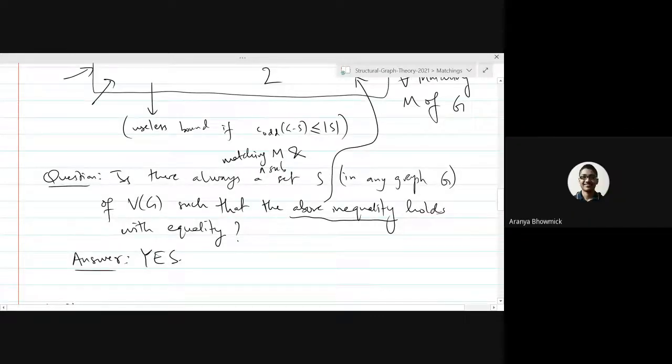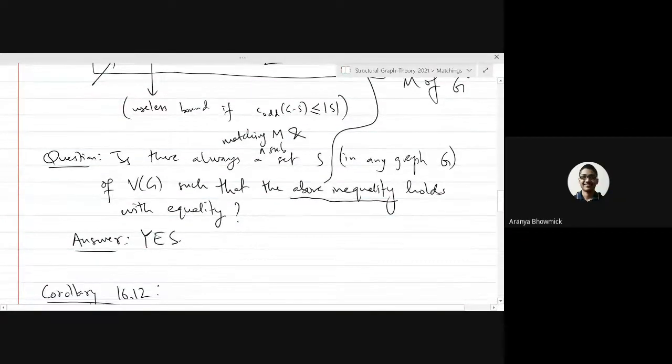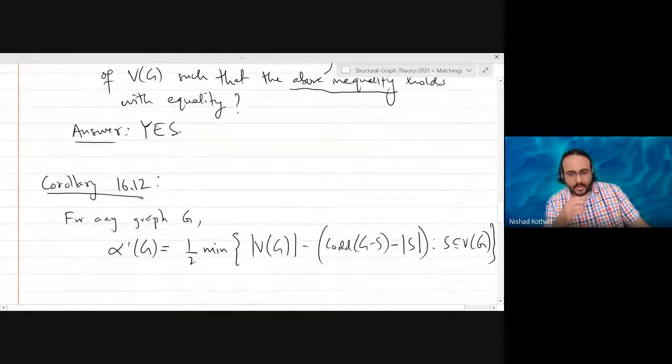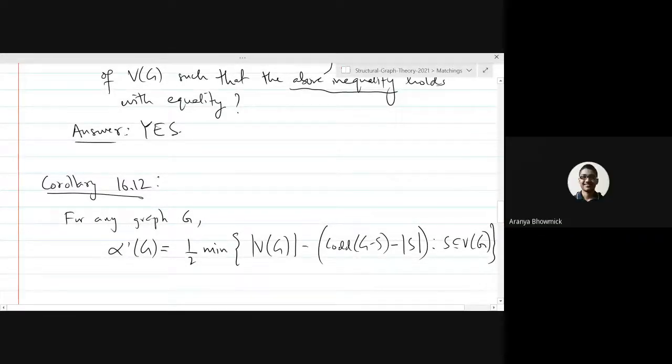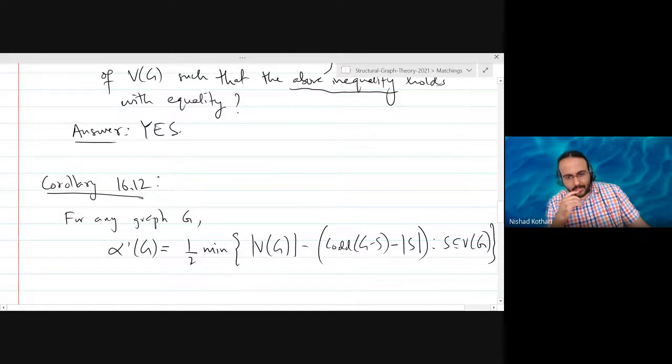Okay, so sir, if we apply this formula to bipartite graphs, then what will happen? The Tutte-Berge formula. Right. You tell me what you think will happen to bipartite graphs. Yeah, yeah. What do you think would happen?